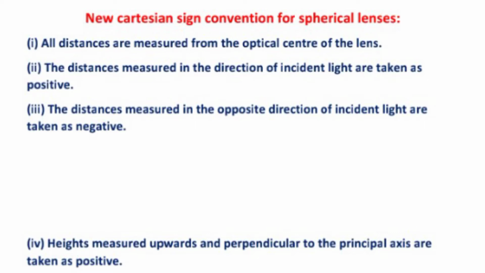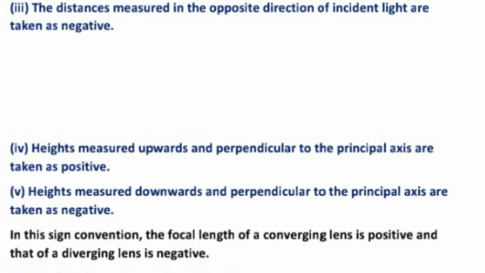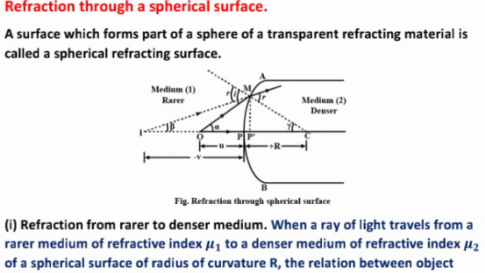Second, the distances measured in the direction of incident light are taken as positive. Next, the distances measured in the opposite direction of incident light are taken as negative. Heights measured upwards and perpendicular to the principal axis are taken as positive, and heights measured downwards and perpendicular to the principal axis are taken as negative. In this sign convention, the focal length of a converging lens is positive and that of a diverging lens is negative.